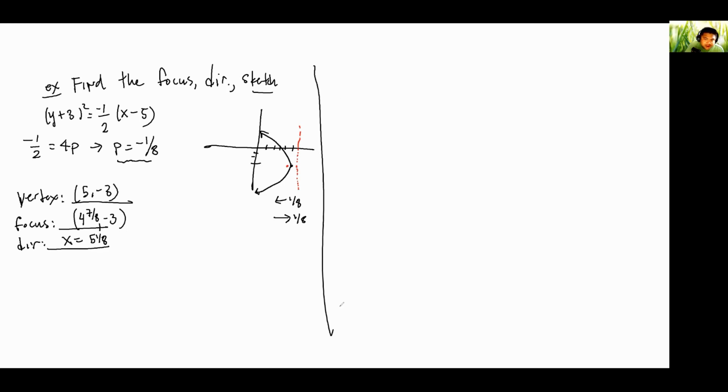Let's go the opposite direction. What if the question says write the equation, given the focus is 1, 3 and the vertex is 6, 3?